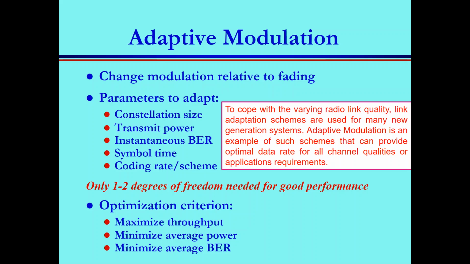So what are the parameters that you can adapt or change? The constellation size of your modulation scheme. For example, 16 QAM has 16 symbols in the constellation diagram, or 16 messages. You can also adapt and change the transmit power according to your needs, the bit error rate target, the symbol time, which also affects the symbol bandwidth, the coding rate, the number of retransmissions, the spreading code, the interleaving vectors. All these are parameters that you can change and adapt according to the situation of the channel.